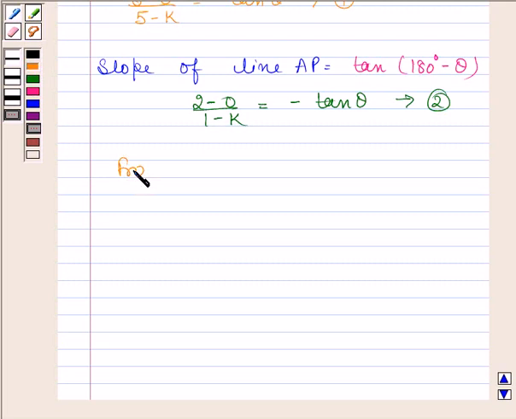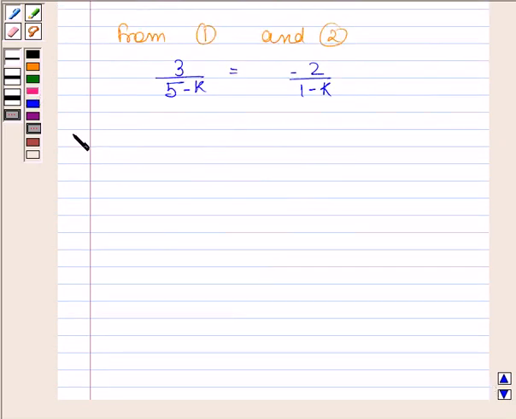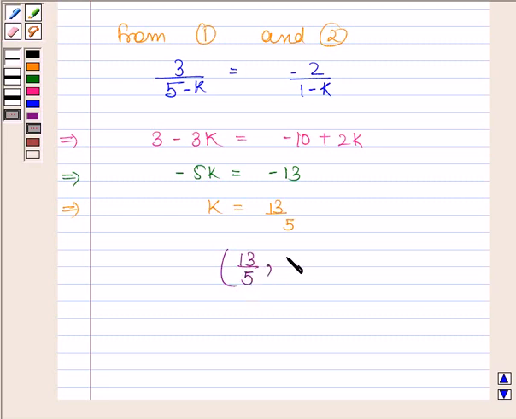Now, from 1 and 2, we have 3 upon (5 minus k) is equal to minus 2 upon (1 minus k). Now, this implies 3 minus 3k is equal to minus 10 plus 2k. This implies minus 5k is equal to minus 13, and this implies k is equal to 13 by 5. Hence, the required coordinates of point A are (13/5, 0).